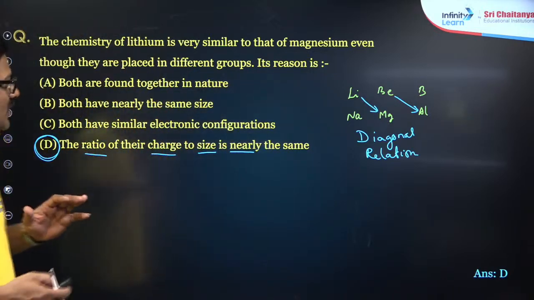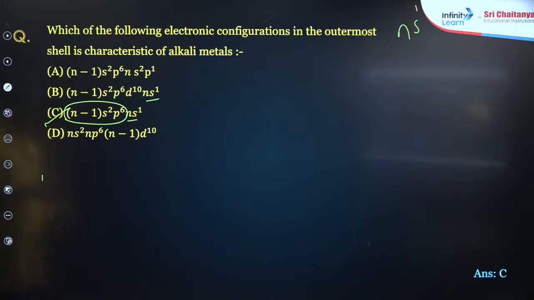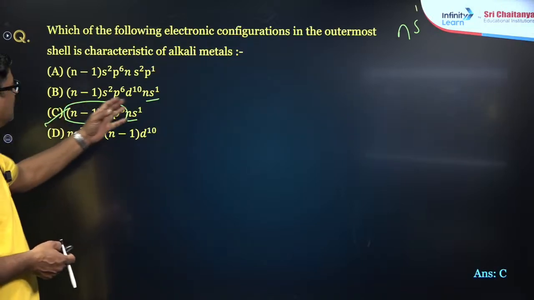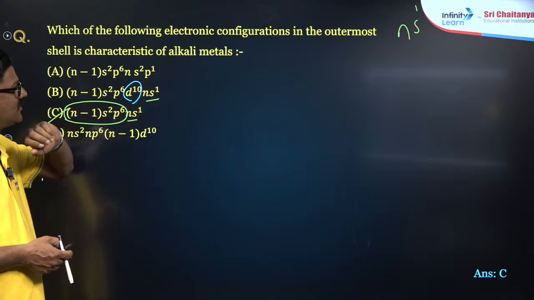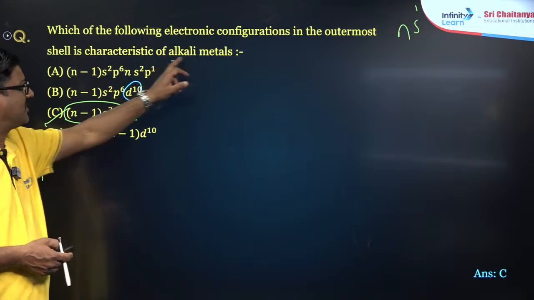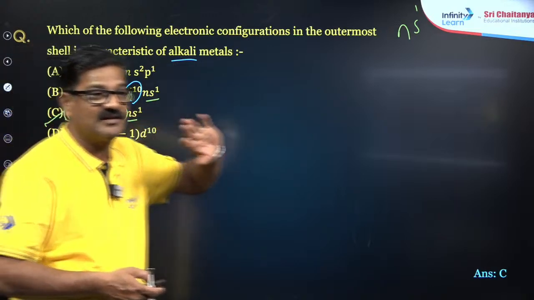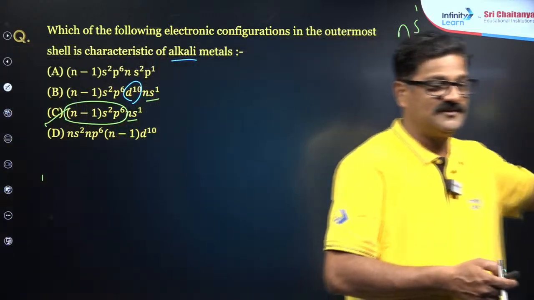Right beta? Now previous one, ये electronic configuration होता है ना, d electrons कहाँ रहते हैं? And outermost electron configuration of the alkali metals में d orbital इस्तेमाल नहीं करता, Yashasvini, right?